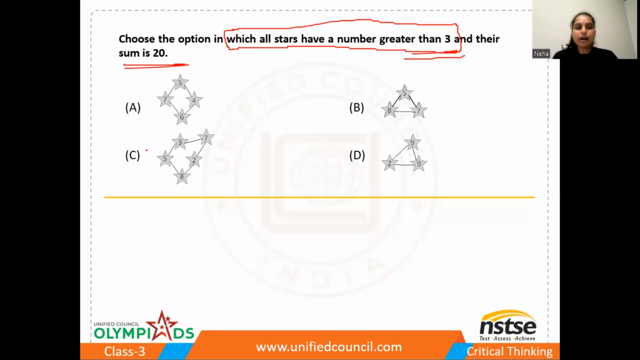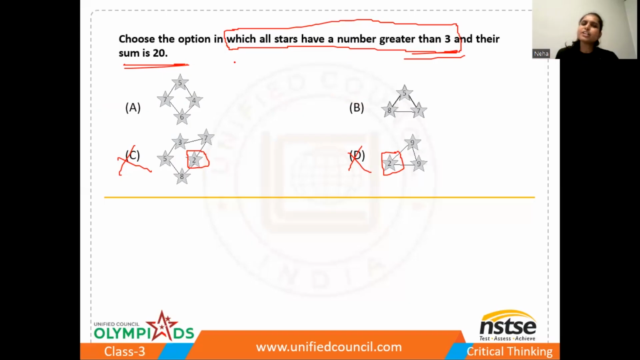Okay. In option C, 2 is there. 2 is less than 3. So yes, I can eliminate this option. And in option D, again 2 is there. So 2 is less than 3. So I can eliminate this option also. Okay. So option C and option D both are eliminated. Right. Now I have option A and option B with my choice.